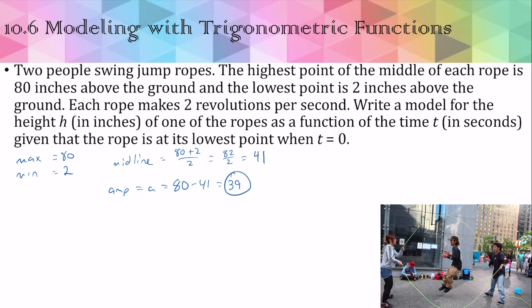It continues here. Each rope makes 2 revolutions per second. All right. 2 revolutions per second. So that sounds like a frequency is 2. Well, we can use that to find our period. Our period is 1 over f. So our period is 1 over 2. But that is also 2 pi over b. So if we cross multiply, b is 4 pi.